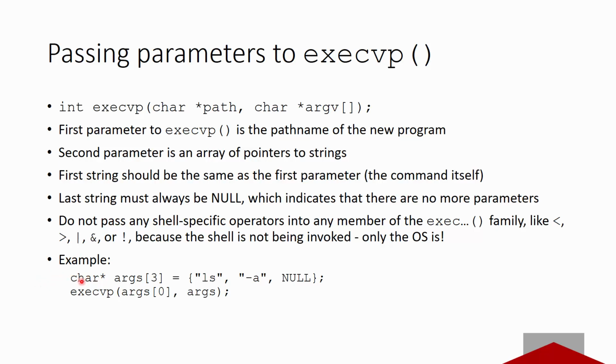Here's an example. Here is an args array, so it's of size 3, and it contains ls, -a, and then null as the required final one. To run execvp, the first argument that you pass into it has to be that ls. Then the second argument is everything. So you take the entire array and stuff it in, and that runs the whole thing. Kind of interesting.